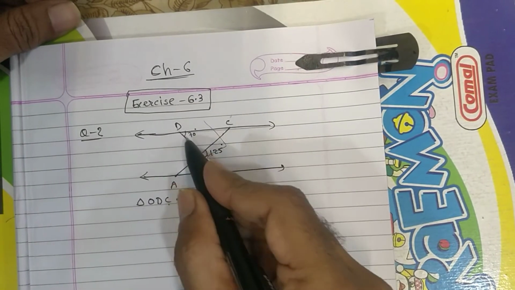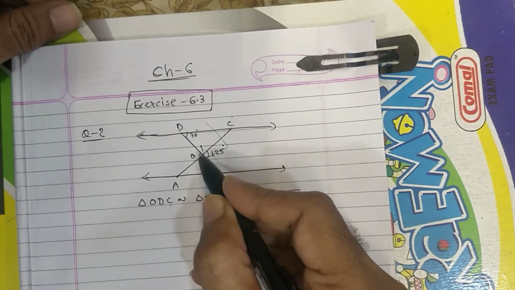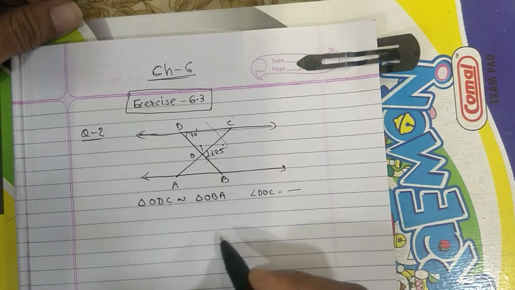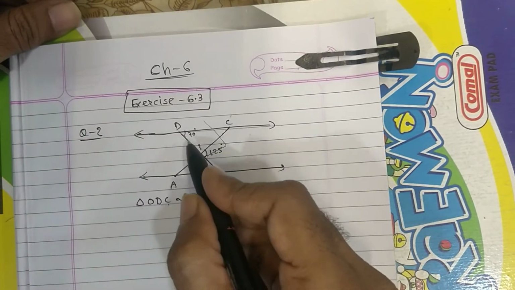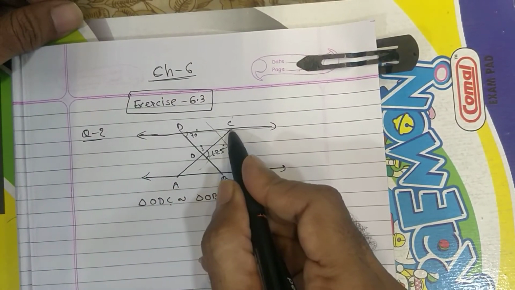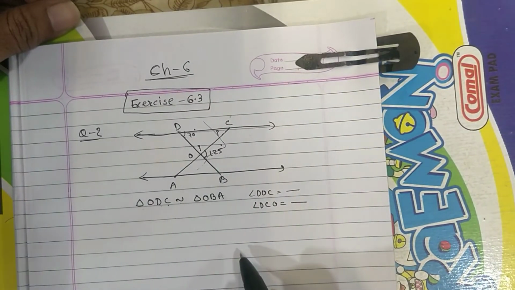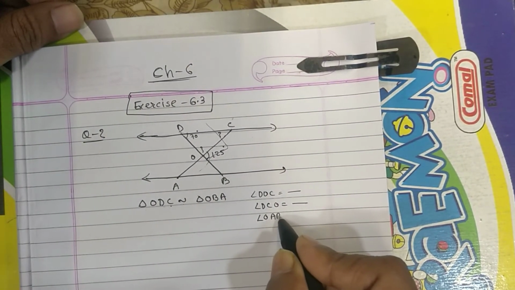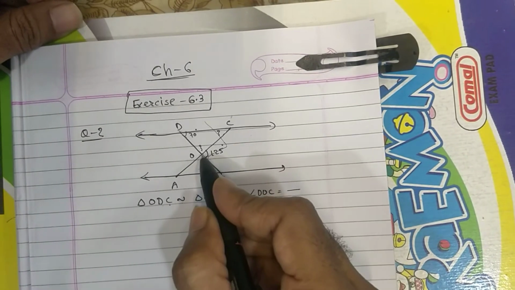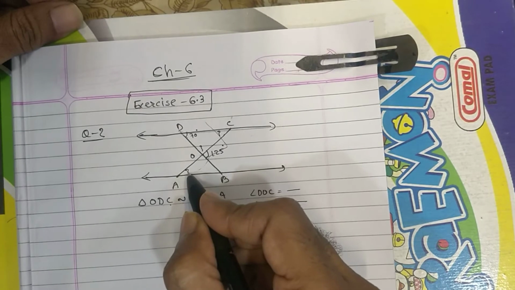That means DOC, I want to find out this angle. And DCO, angle DCO, that means this angle I have to find out. And third one is angle OAB. Okay.